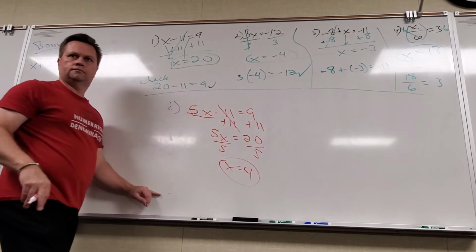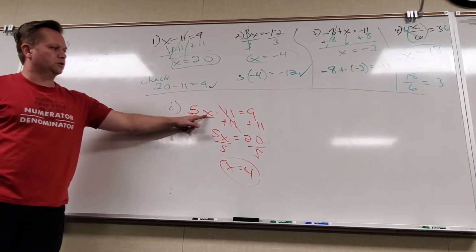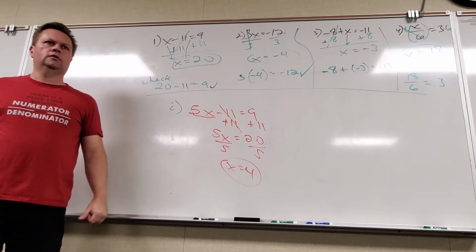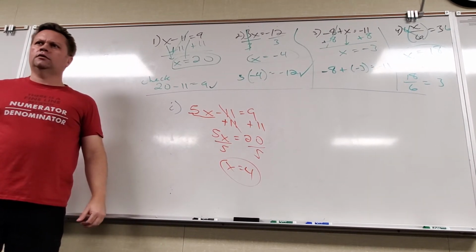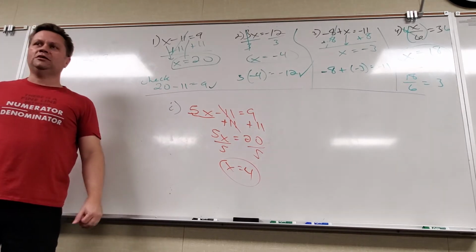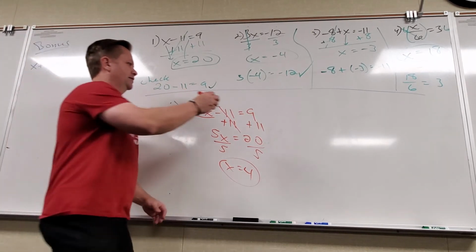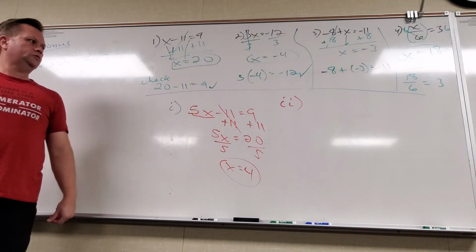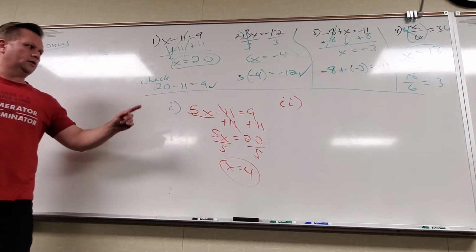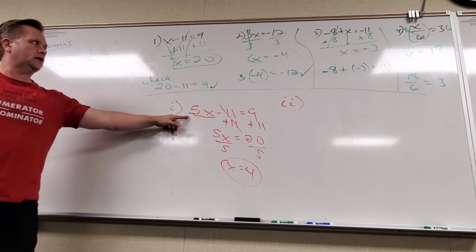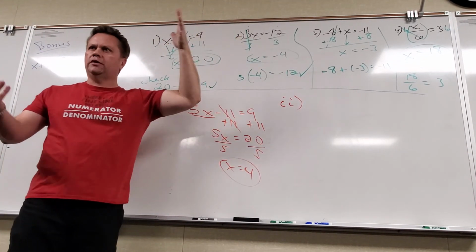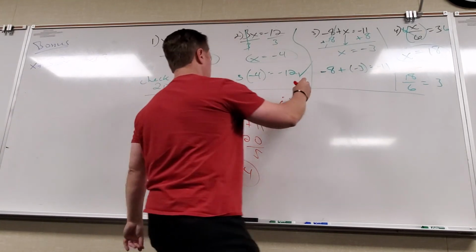Divide by 5. And if you plug it in, 5 times 4 is 20, minus 11 is 9. So this is kind of like a combination of this and this, right? They have multiple things happening. So what if I had something like this?